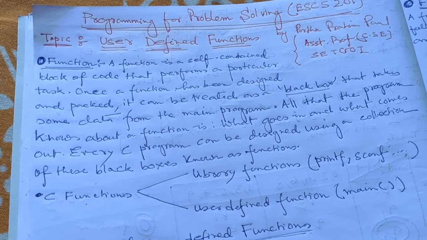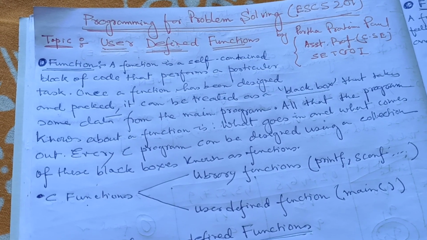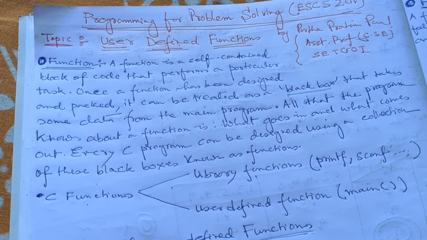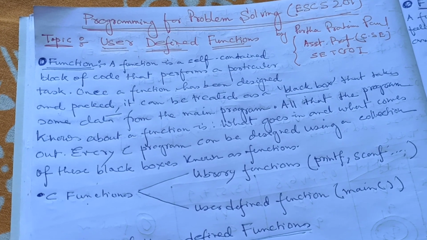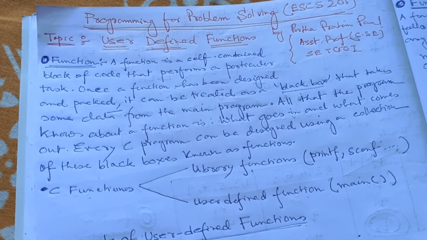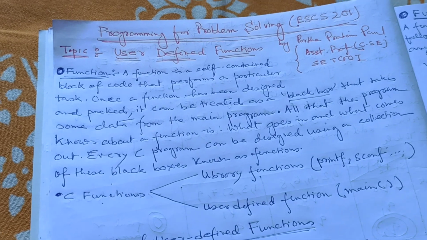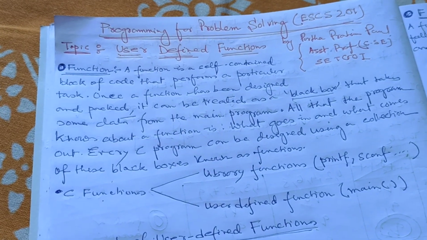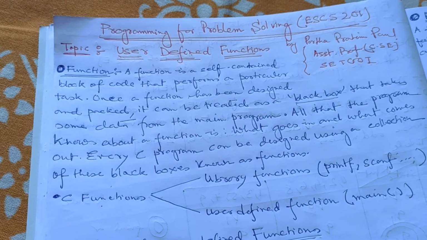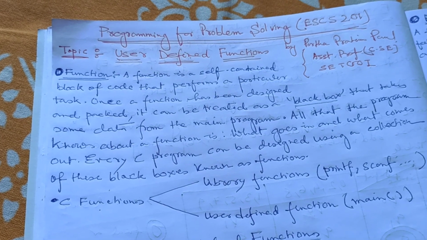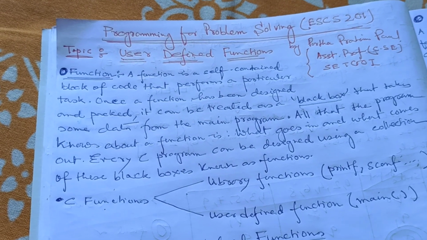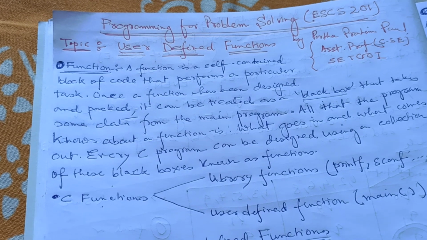So have you understood what is a function? A function is basically a block of code that performs a particular task, and for the normal user or for the rest of the program it is acting as a black box, meaning you don't know what is being done inside, you only know what goes in and what goes out.